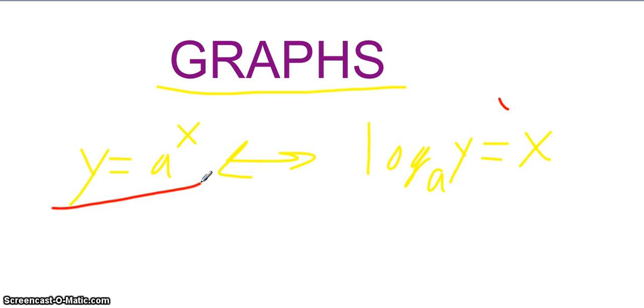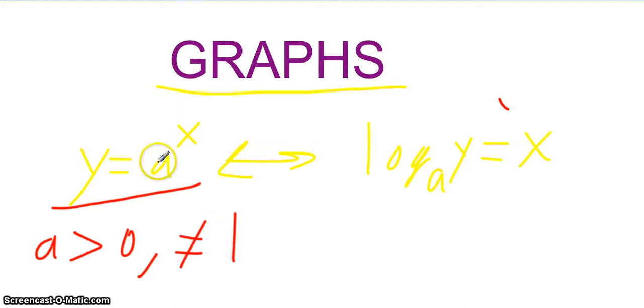Now, a couple things I want to pay attention to first in the exponential equation. In order for this to be an exponential equation, a has to be greater than 0 but not equal to 1. If a was negative, this function would not be continuous, and if a is 1, then 1 raised to any number is still just 1, so that's just going to be a horizontal line. So that's why a has to have those properties, and that also must hold true over here.